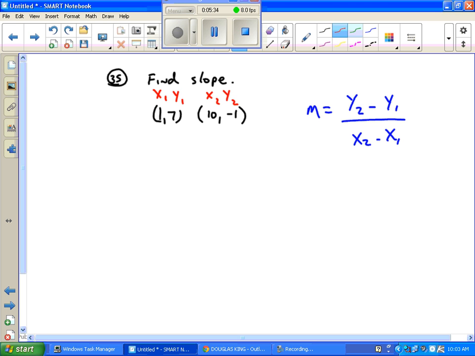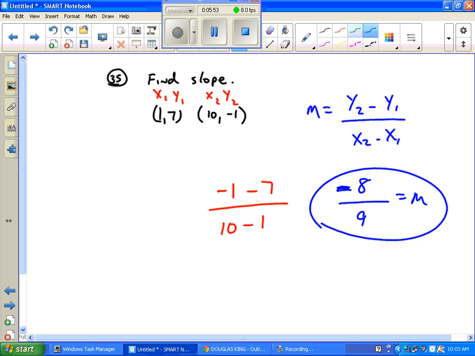Y sub 2's value, as we have it written up here, is -1, minus Y sub 1's value is 7, over X sub 2's value is 10, minus X sub 1's value is 1. So -1 minus 7 is -8, and 10 minus 1 is 9. So m is -8 over 9. That's your slope, -8 over 9.